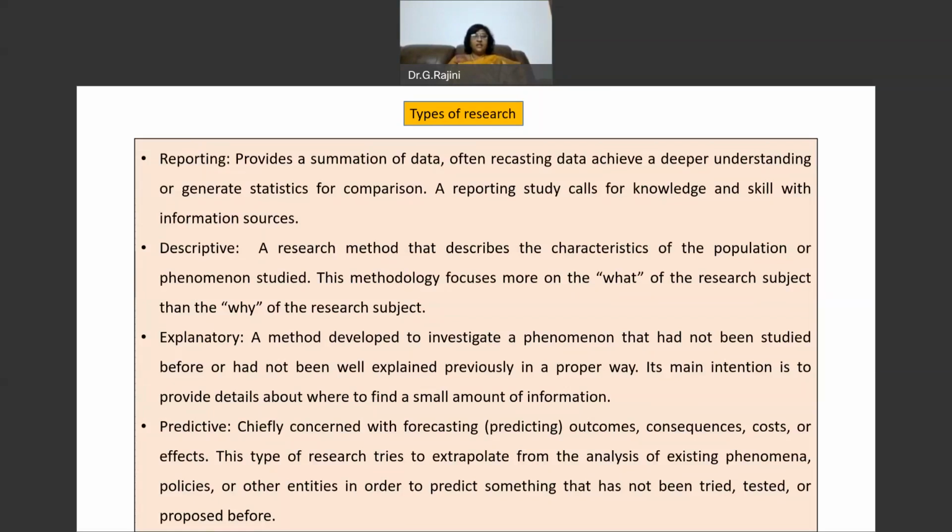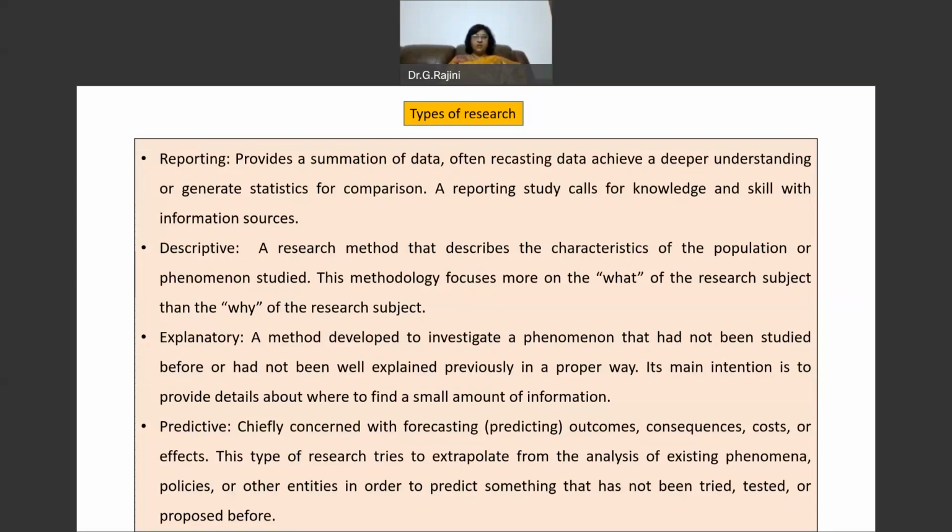In exploratory study, this method is developed to investigate a phenomenon that has not been studied well in advance, or has not been studied in a proper way. Its main intention is to provide details about where to find a small amount of information. We are exploring it. But descriptive is focusing more on the what of the research subject and why that particular subject is working out like that. But exploration is the beginning of the investigation, right?